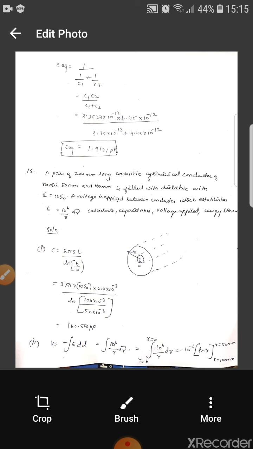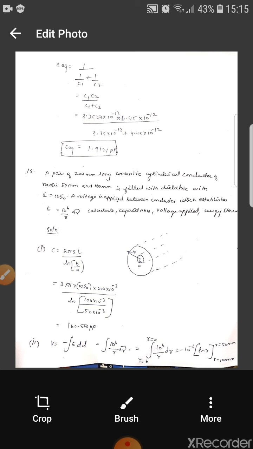So calculating the capacitance value. So capacitance value, this is a concentric cylindrical conductor. So you will be using the formula 2 pi epsilon L divided by ln of B by A. So substituting the values, we will be getting 160.518 picofarad. And next, you will be calculating the voltage applied.